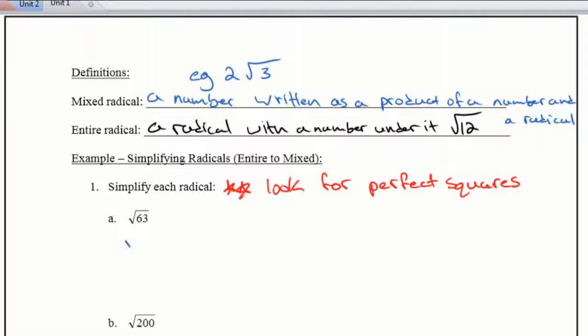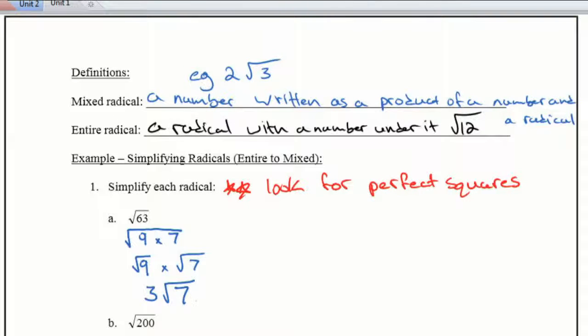From the law I just wrote down, I know I can break it into 2 separate radicals. So I've got 9 multiplied by 7. Instead of writing it as 63, I'm going to work backwards and say 9 times 7 is 63. Then I can write this as 2 different radicals: the square root of 9 times the square root of 7. And then I can take the square root of 9 to get 3 times the square root of 7.